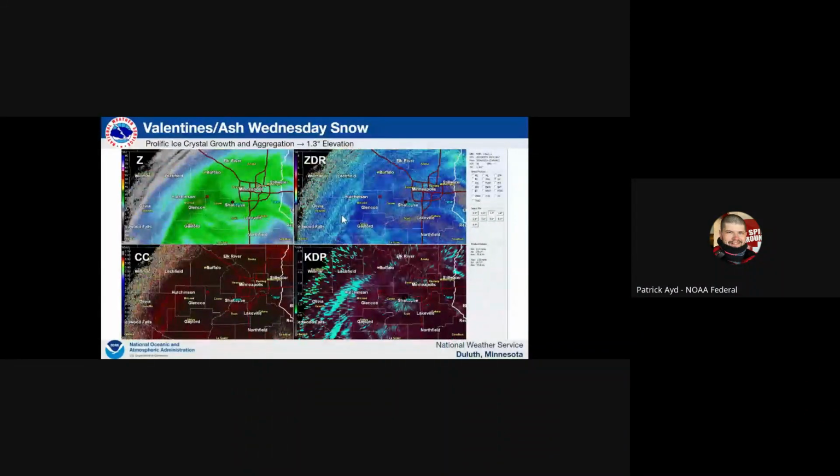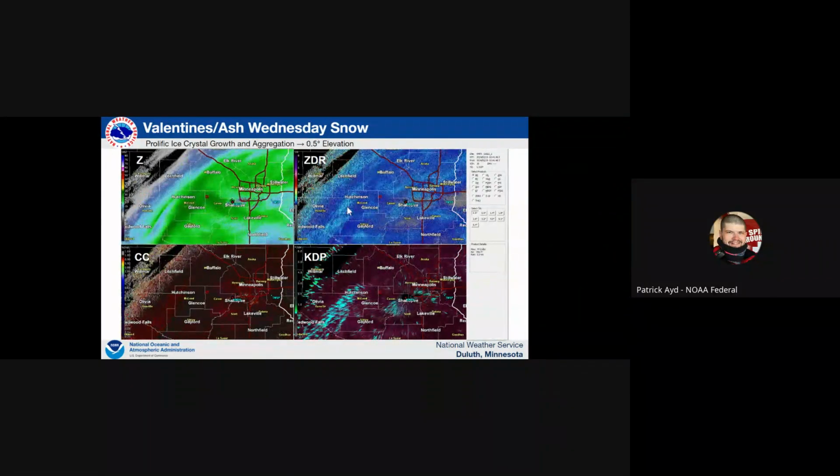So we have our zone of higher KDP, zone of higher ZDR aloft, where we're getting that prolific ice growth, those fluttering dendrites, with more horizontal axis than vertical axis, generating a lot of stuff. And then as they head towards the surface, they start to aggregate, leading to high snowfall rates. As they aggregate, they look a lot more spherical to the radar. So that's why ZDR drops into the surface. And because there's less of a particle concentration, the KDP starts to decrease towards the surface.